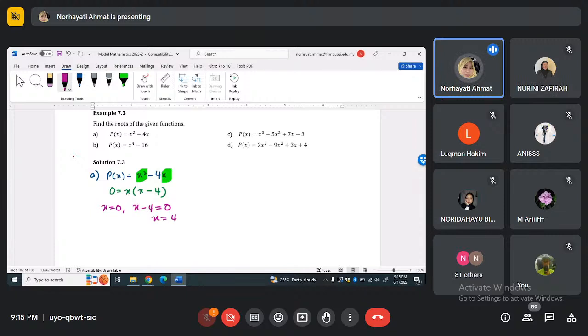Alright, so you need to show the steps. You need to assign the polynomial as 0. Okay, and then left hand side equals to 0 and then you need to factorize. Okay, any question class? Ada soalan?